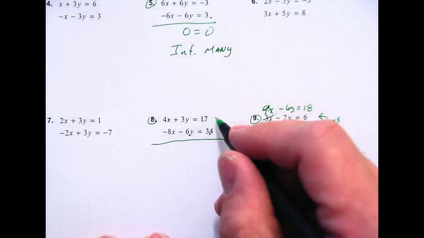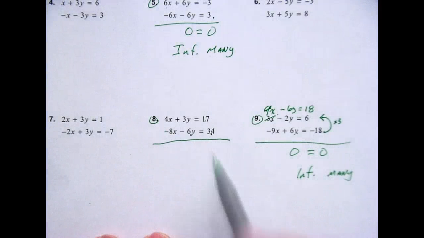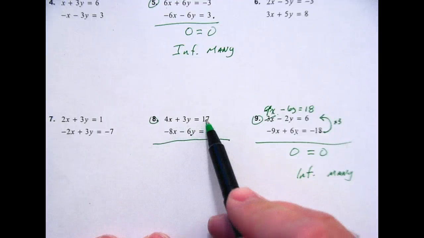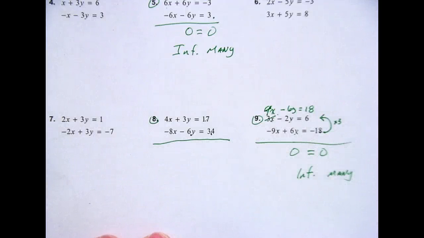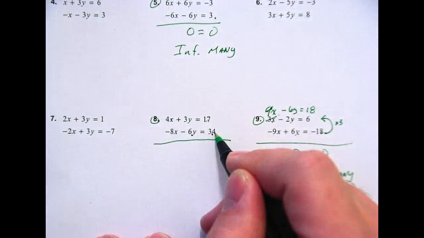Yeah? No. Yeah. Signs are different. Times negative 2, times negative 2, times negative 2? No? Who says yeah? Who says no? Okay. Yeah, this one has to be a negative for that to work, right?